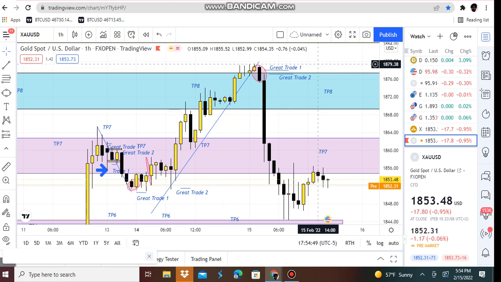And I'll give you a few more options in our next video, what we had done. So we could have tried to swing trade this, and sellers came in and gained confidence and gained control and pushed price even past Great Trade 1 and Great Trade 2, all the way down to take profit 6 before going back up to take profit 7.